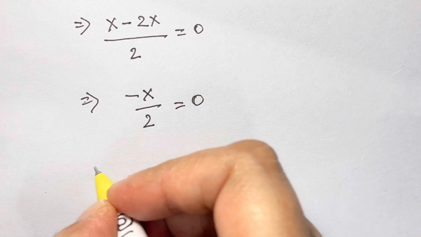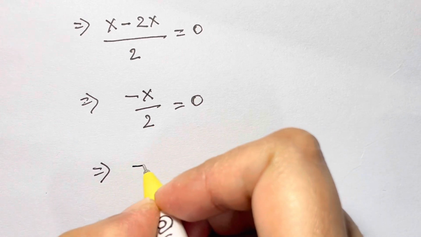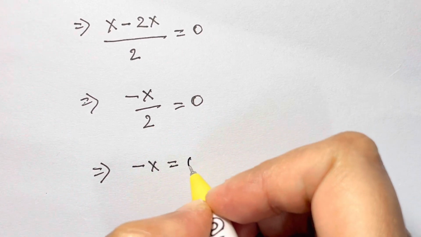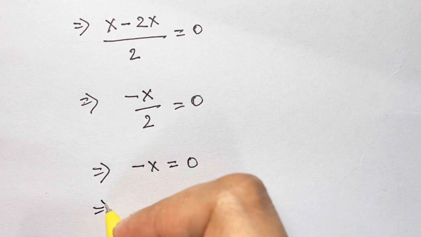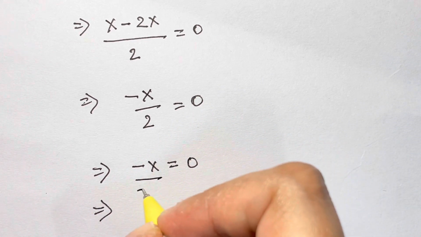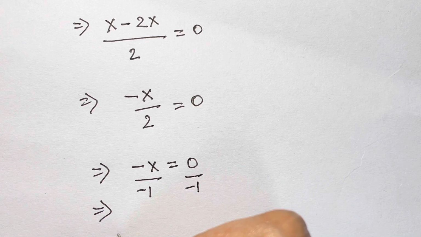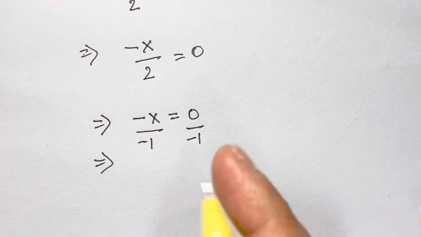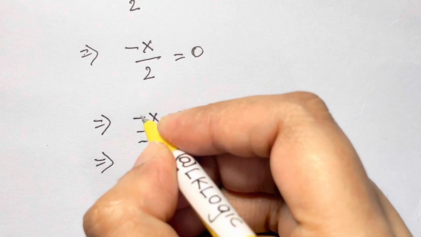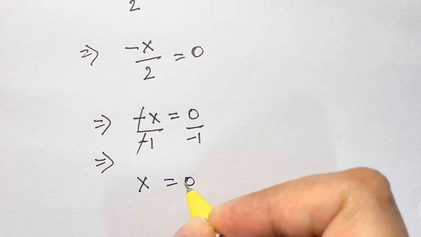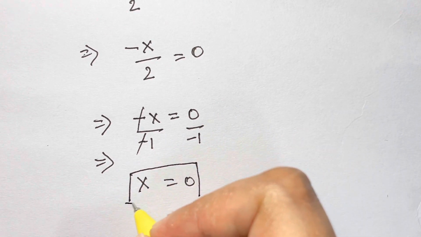Then we have negative x is equal to 0. And then when you want to remove this negative sign, just divide both sides by negative 1. So you will have x, this and this get cancelled. So x is equal to 0.